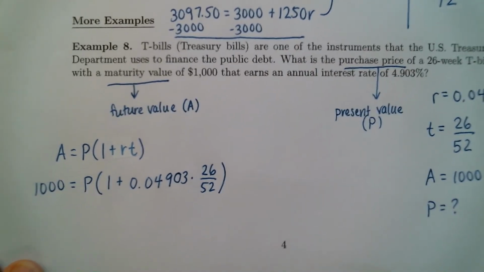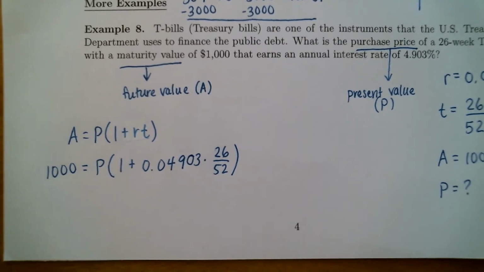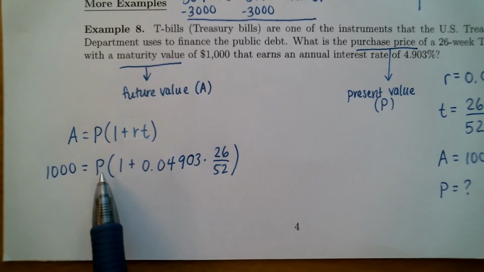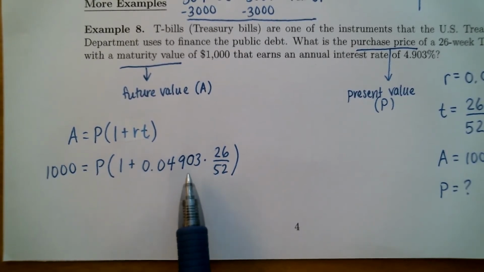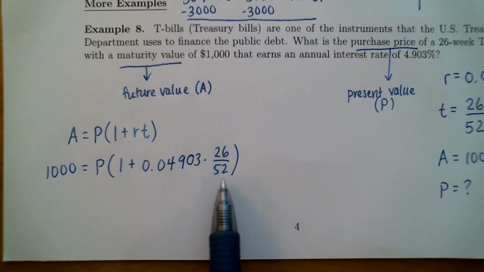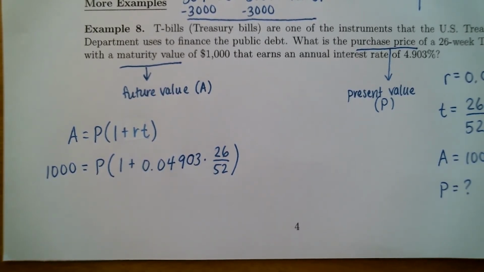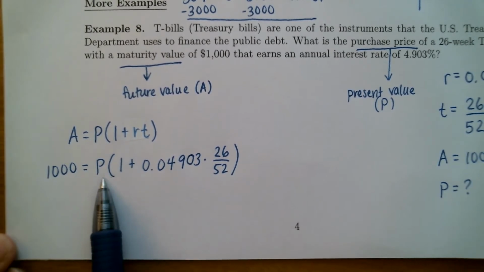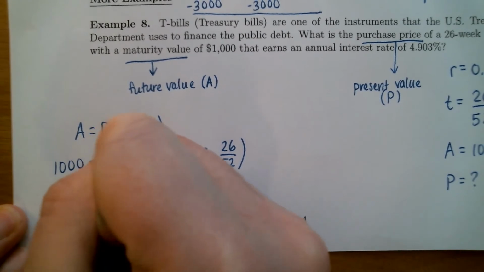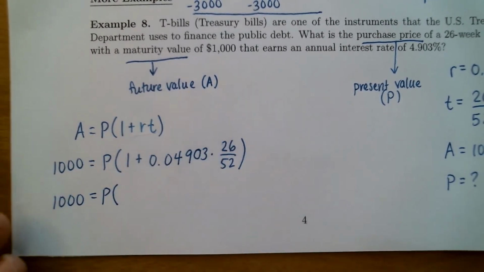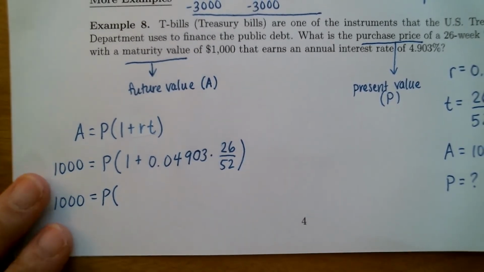All right, so we've got to solve this for the P value. This is how you set it up. Now, when you look at this, read it to yourself. This is 1,000 equals P times, in parentheses, 1 plus 0.04903 times 26 over 52. This quantity in parentheses, you can actually calculate and come up with its value, and that is what P is being multiplied by. So let's write this out. We've got 1,000 is equal to P times something. Let's figure out what that something is.